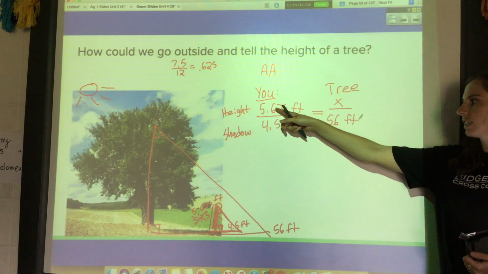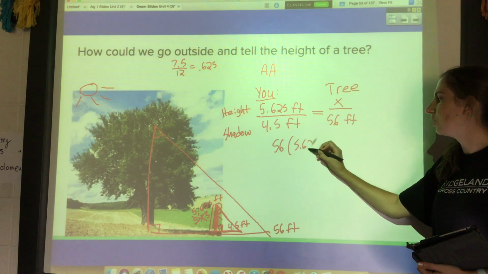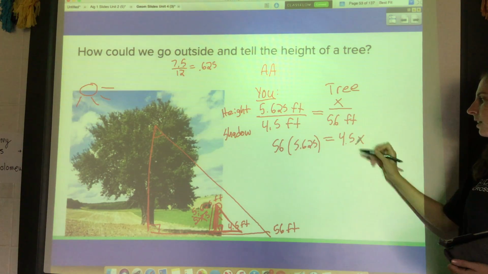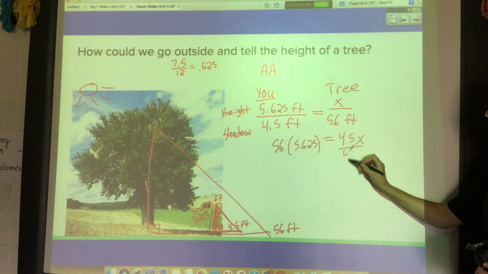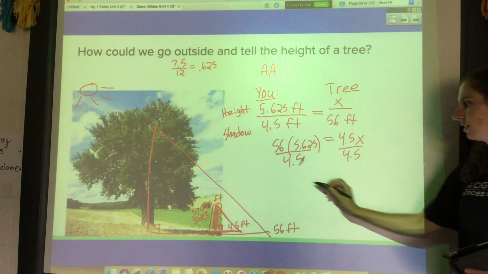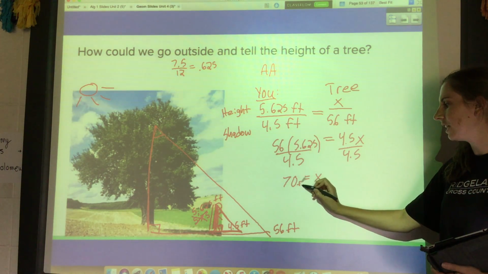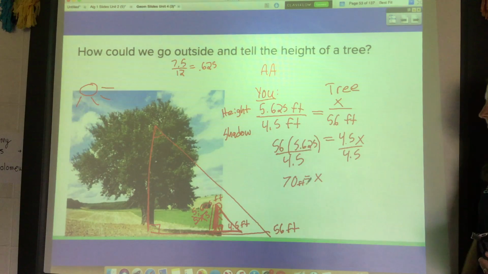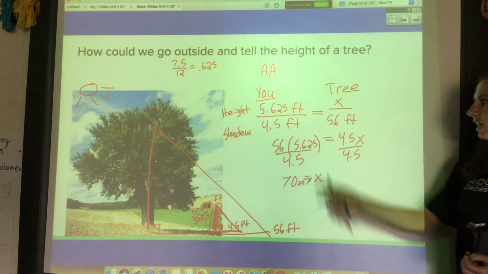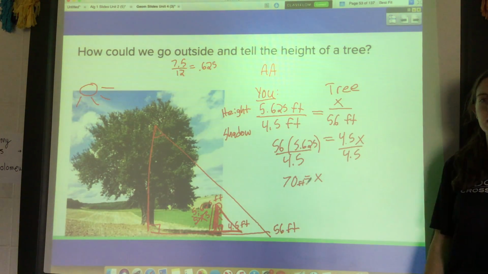So do 56 times this. So 56 times 5.625 should equal 4.5 times X. So multiply by this, divide by 4.5, and you should get 70. So 70 feet is the height of the tree. And if you want to check your work, make sure that it worked, do like this divided by this and make sure it's the same decimals, 70 divided by 56.